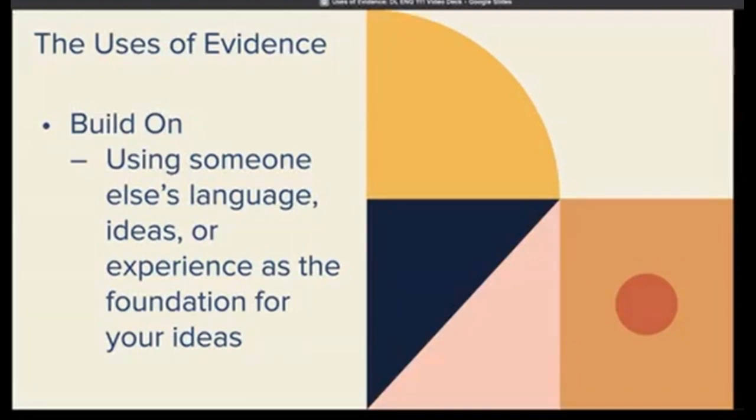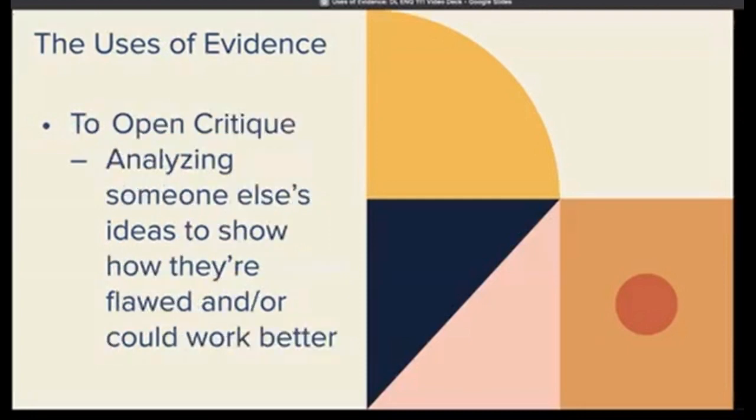So there I'm using someone else's experience, the work or the approach that someone else is using in a different field even, and I'm showing how that idea connects into my ideas about how to use it. So we can use evidence as a foundation to build my own ideas on. And then the last one we're talking about today is very similar to building on. It's an opportunity to open critique.